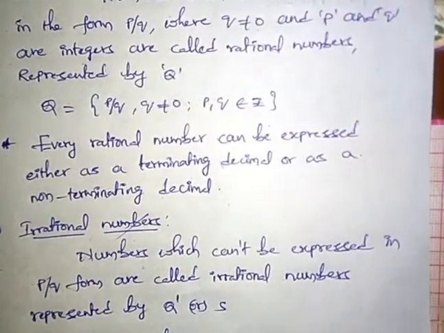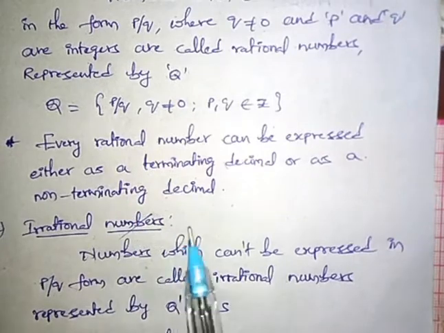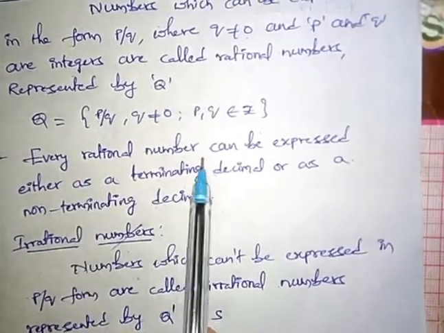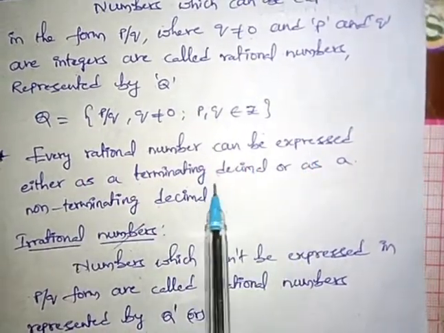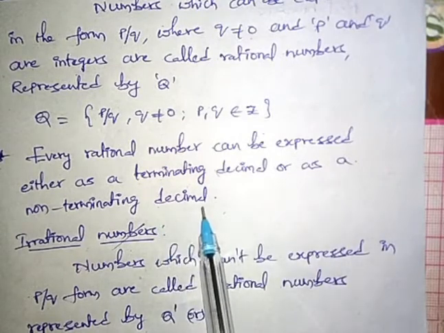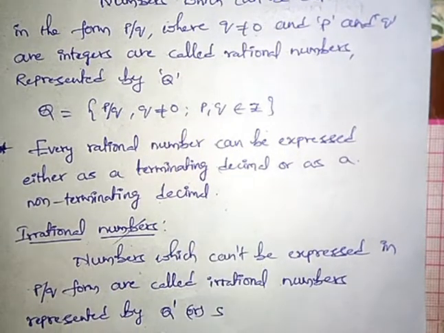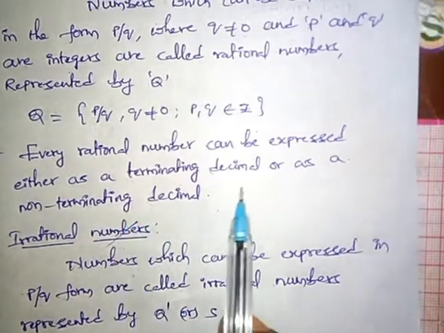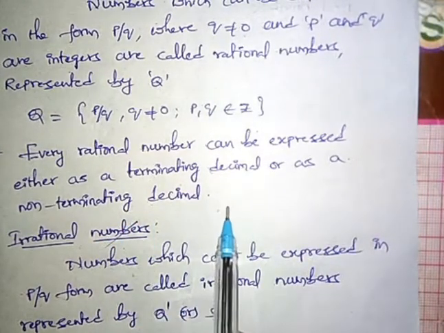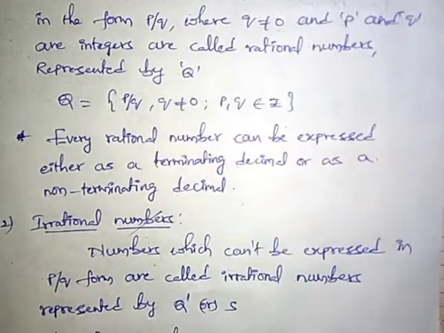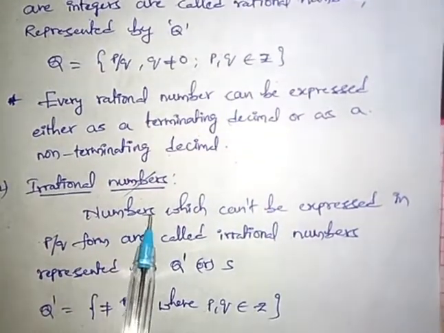So children, you have already learned this in 8th and 9th classes, that every rational number can be expressed either as a terminating decimal or as a non-terminating decimal. We can express every rational number in the form of a decimal number by doing actual division. So it can be expressed as either a terminating decimal or a non-terminating decimal.